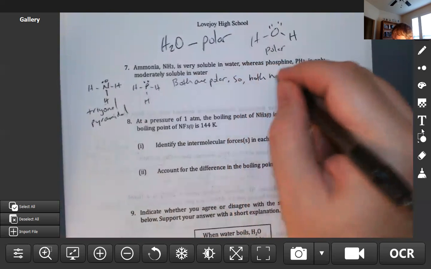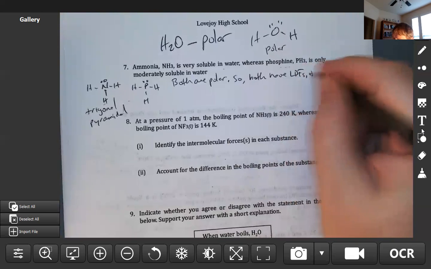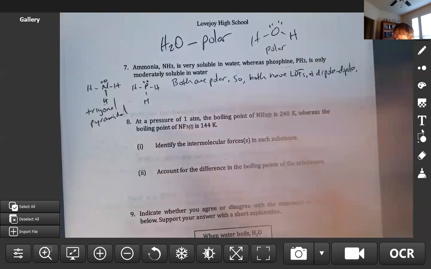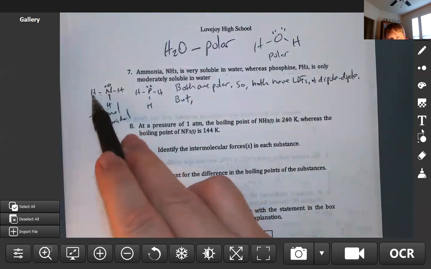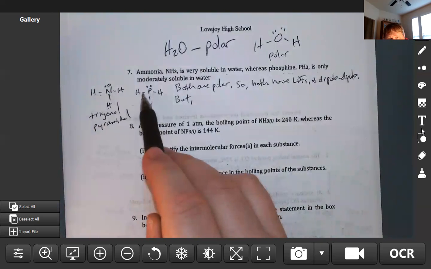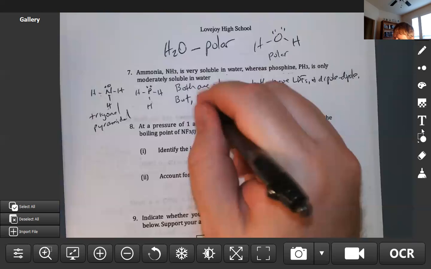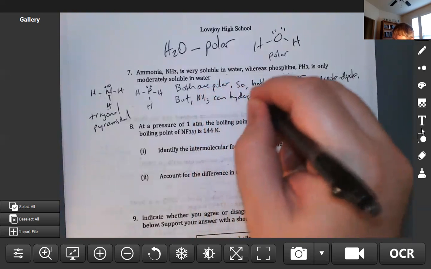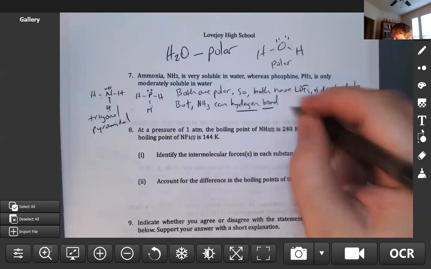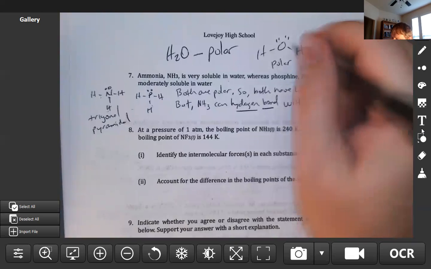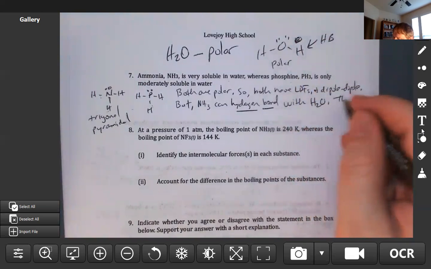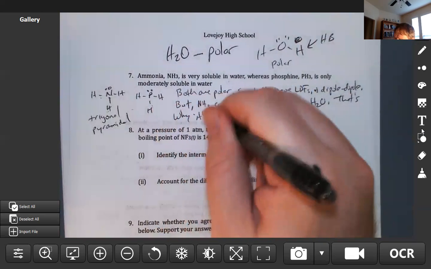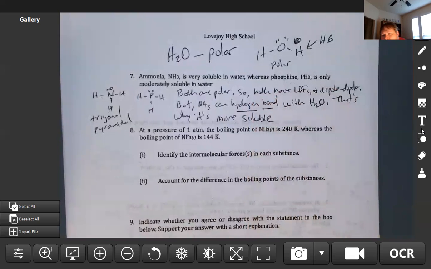So both have London dispersion forces that are pretty weak, and dipole-dipole. But once again, if we look closer, ammonia can hydrogen bond. It's got the H-N connection. Phosphine cannot. Remember, hydrogen bonds have to be hydrogen bonded directly to F, O, or N, and we don't have that. But ammonia can hydrogen bond not just with itself, but with water, because we have hydrogen bonding here as well. That's why it's more soluble. They both are soluble, but ammonia is more.